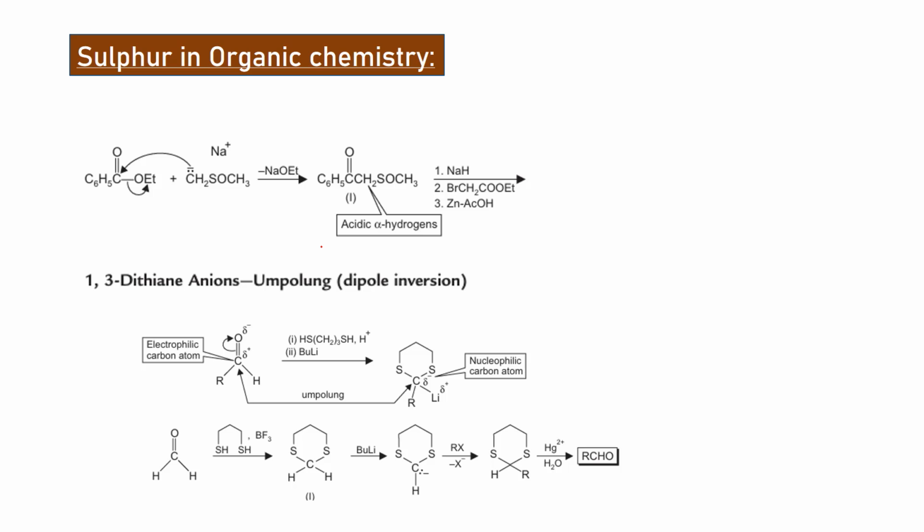Sulfur in organic chemistry, there is another example. If we add this type of anion to this ester, it can kick out the OR group and it will form this type of thioester. Now if we add this bromo ester, what will happen? Yes. Can anyone guess what will happen?